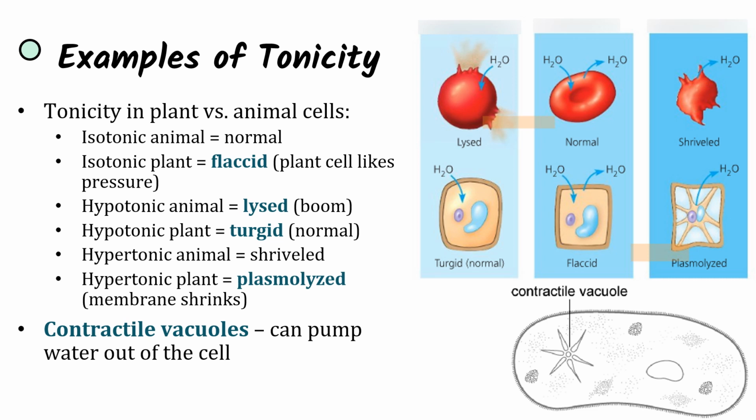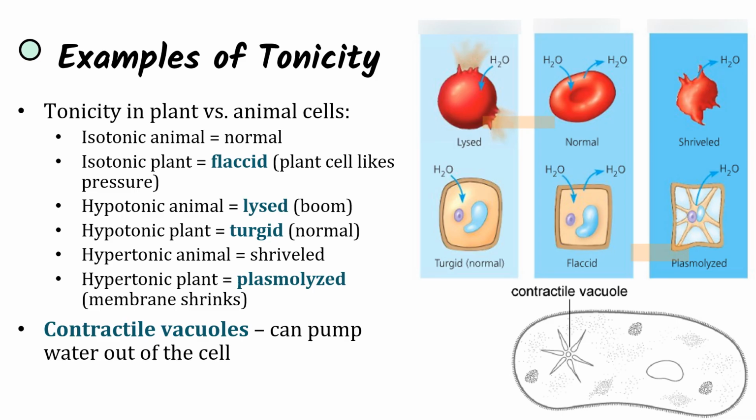In an isotonic animal cell, that's a normal concentration. We don't want water moving in or out of the cell in a net movement, just dynamic equilibrium. It's movement, but it's not changing significantly. Now, an isotonic plant cell is known as flaccid because plant cells like pressure. So they want water to be moving into the cell a little bit, or else they're going to collapse a little bit. So a hypotonic animal cell, this is where water is moving into the cell because there's more solute there, is known as lysed, and it's going to cause the cell to explode.